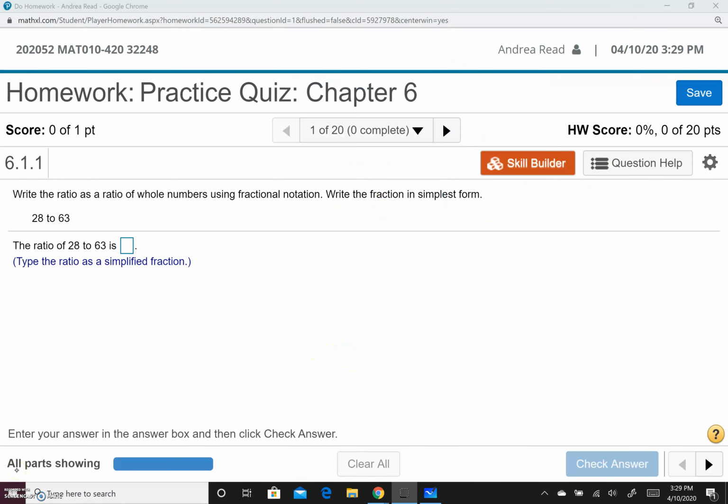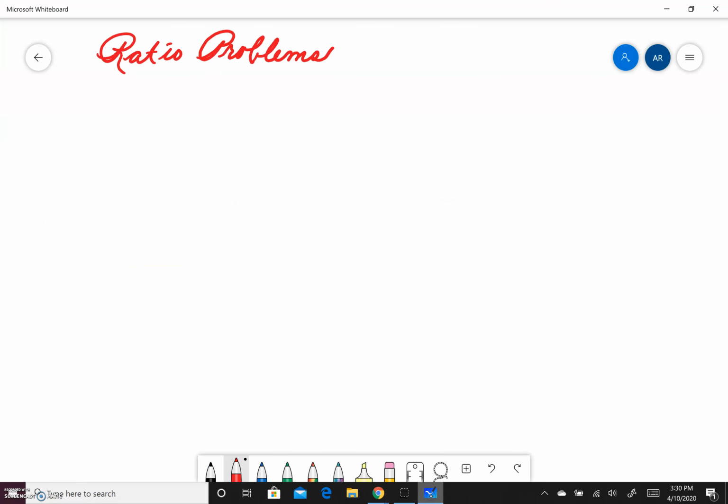Let's start working on something that is a ratio problem. So you can see in this 6.1.1, write the ratio as a ratio of whole numbers using fractional notation, and write the fraction in simplest form. So there you go. They're asking for this ratio form as a fraction, and then make sure it's in simplest form. So that's an example. Now let's go ahead and do one on the board.